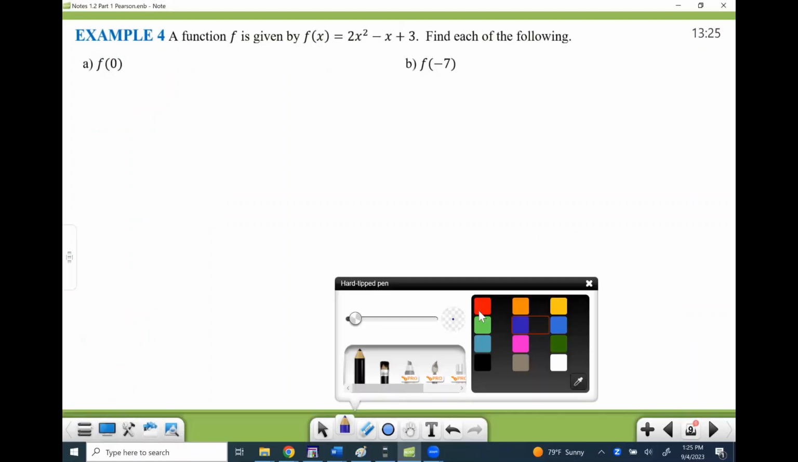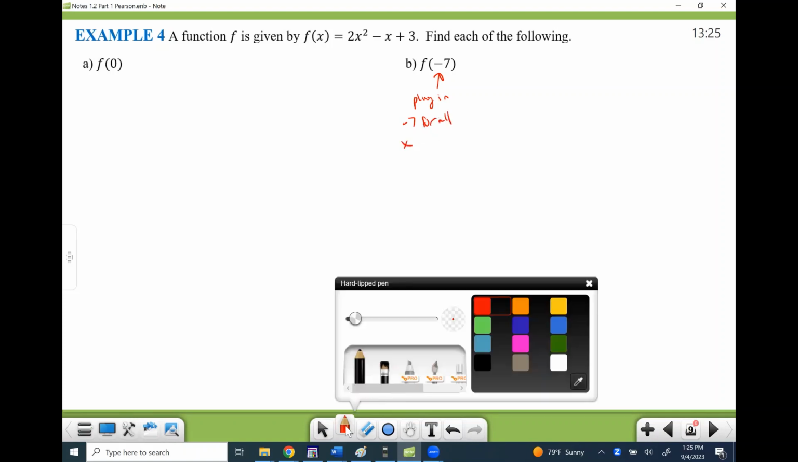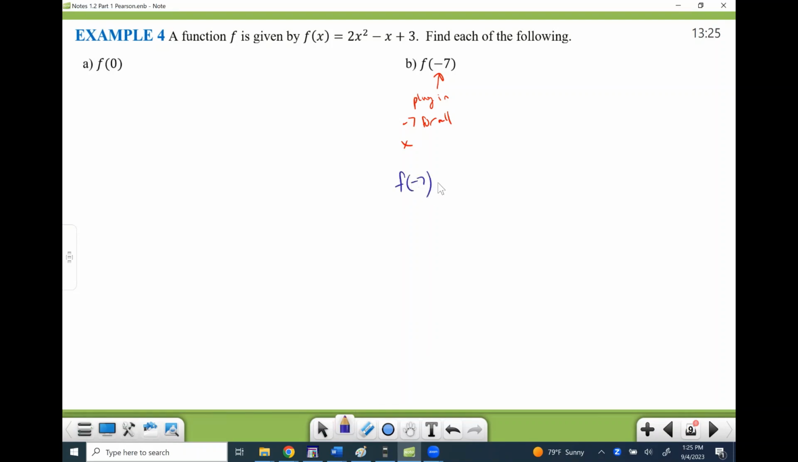All right, let's go ahead and try our B. So we're going to go ahead and substitute in or plug in -7 for all x's. Okay, so let's take a look at what that looks like. So f of -7 equals 2 times (-7) squared minus (-7) plus 3.